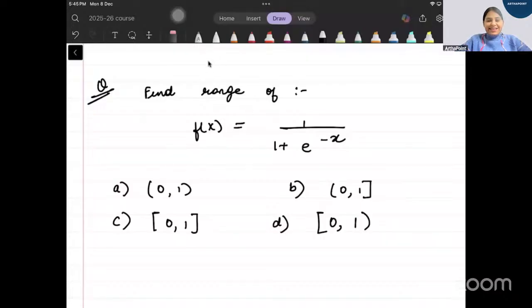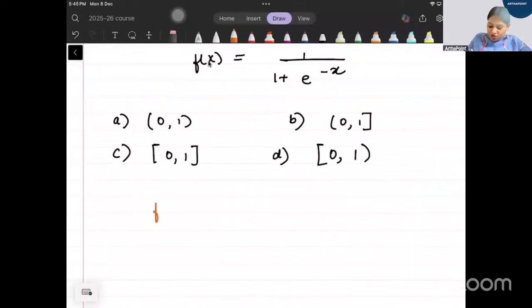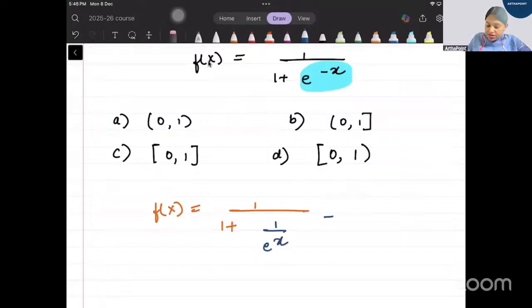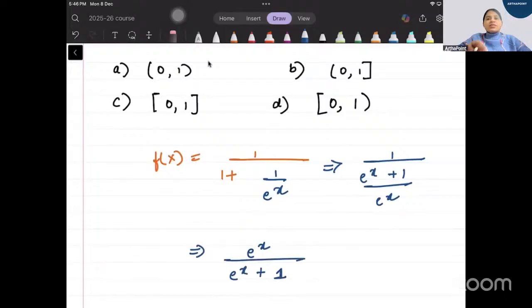So first of all, what we can do is simplify this function. When you simplify it, you easily understand how it looks. I'm going to rewrite this function as 1 upon 1 plus, because this is e to the power minus x, I'll get 1 upon e to the power x. If I take common, it becomes e to the power x plus 1 by e to the power x, and this becomes e to the power x upon e to the power x plus 1.